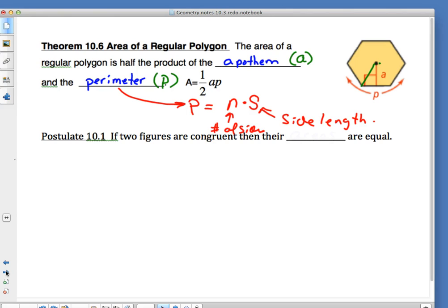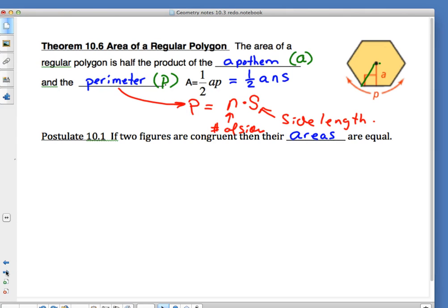Now, remember, perimeter is the number of sides, N, times that side length, S. S is side length. So if you multiply the number of times a side happens, you have perimeter. So 1/2 AP could become 1/2 ANS, so you might see it as this. Whether I do it as 1/2 AP or 1/2 ANS, they are the same. P is N times S. So you've got to know that.